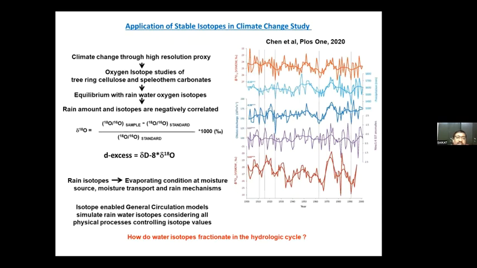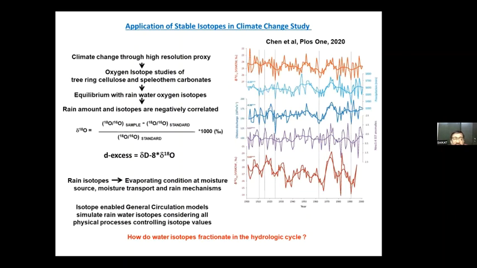So we study the oxygen isotope of these proxies, in the tree ring cellulose or speleothem carbonates, basically. So when we interpret the climate changes during the last 1,000, 2,000 or 10,000 years using these proxies, we have some assumptions. So what assumptions do we have? That the isotope values of these proxies were actually in equilibrium with the rainwater from which these proxies form. So this is the number one assumption.